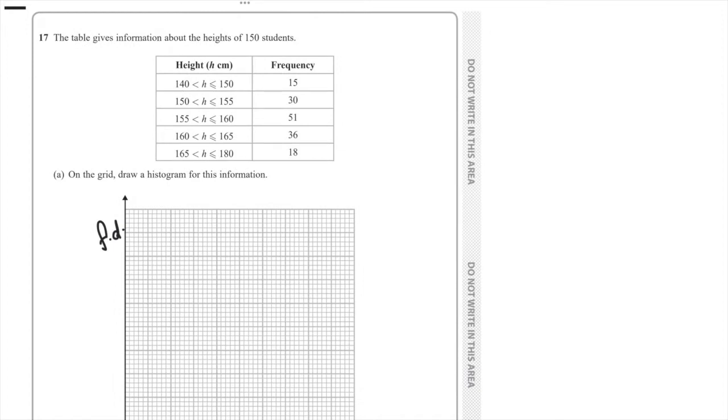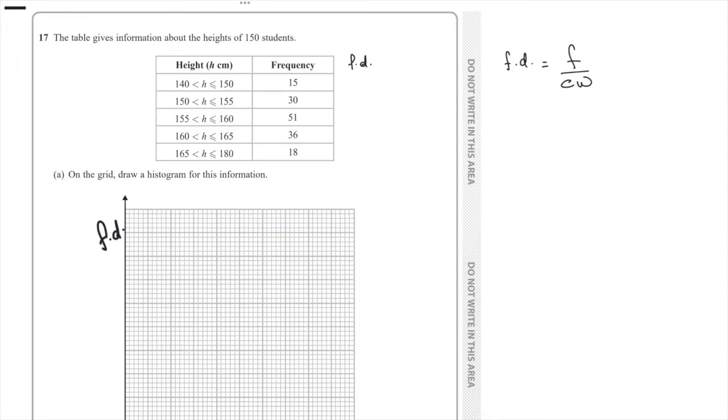Now, to work out my frequency density, let's put it there. Frequency density, let's call it FD, is your frequency divided by your class width. So this is going to be my frequency here, and my class width is the distance between this number and that number in the class interval. These are called class intervals, okay? So it's the distance between that and that.